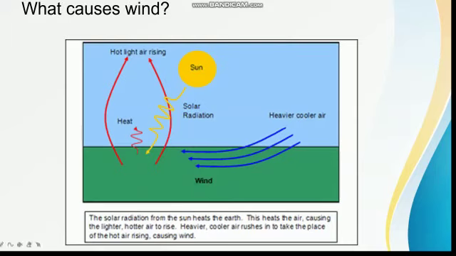As you can see in the picture, the solar radiation from the sun heats the earth. This heats the air above the earth, causing the lighter and hotter air to rise. Heavier cooler air then rushes in to take its place, causing the winds to blow.